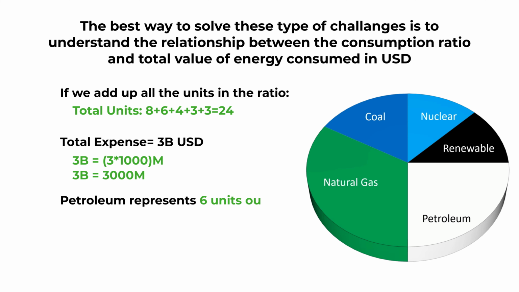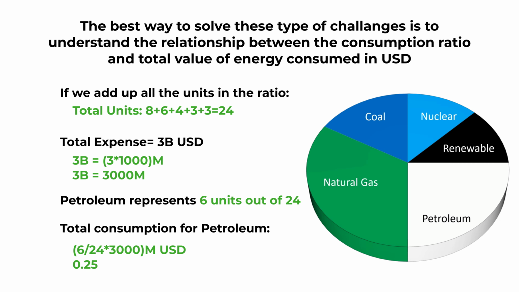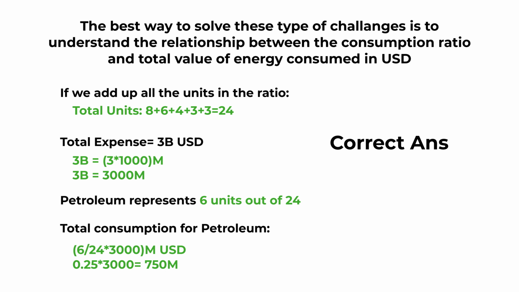Petroleum represents 6 units out of 24, so the total consumption of petroleum can be calculated as 6 divided by 24 multiplied by 3,000, and we get 0.25 multiplied by 3,000, which equals $750 million. So the correct choice here is choice C, $750 million.